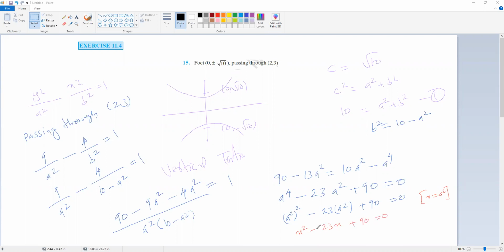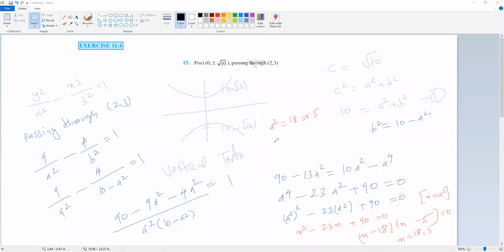So it is x square minus 23x plus 90 is equal to 0. Okay, so you have to find two numbers whose product is 90 and sum is 23. So minus 18, minus 5, so it is x minus 18 into x minus 5 is equal to 0. So that means x is equal to 18 comma 5. So your x was nothing but a square. That means you got a square is equal to 18 or 5.